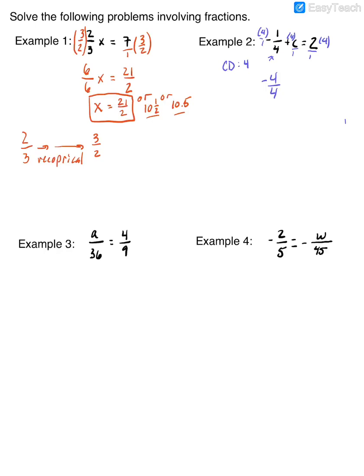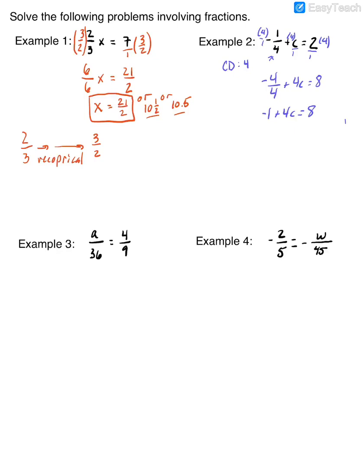Now here, because I didn't really need the over 1 to begin with, you don't have to make these into fractions to do this. So I can just say it's 4c, and 2 times 4 gives me 8. The over 1 just helped me figure out what the common denominator of everything was. Okay, so now that's going to be -1.